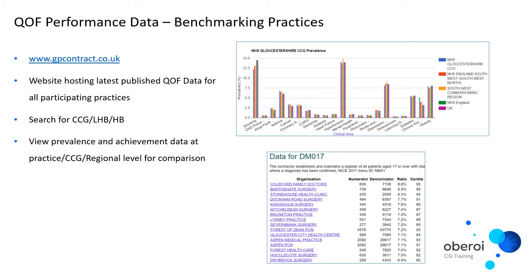So here are a couple of examples of the kind of data that you can get from here. You can see how the CCG compares in prevalence across all the different areas. And then you can look in more detail at a specific indicator. The example here is for diabetes, so it's looking at patients on the diabetes register, so you can see how the prevalence varies across the different practices.